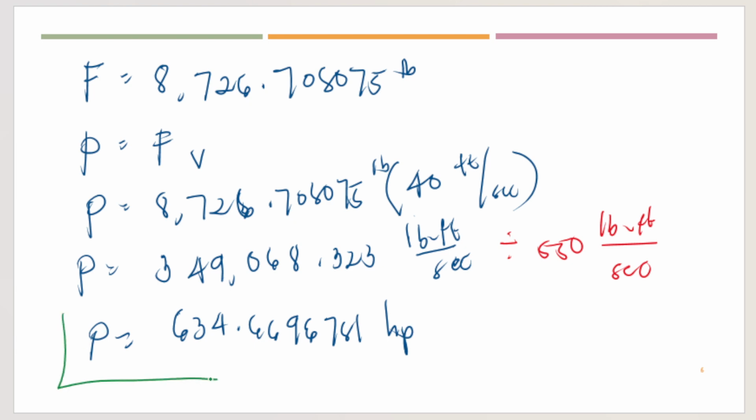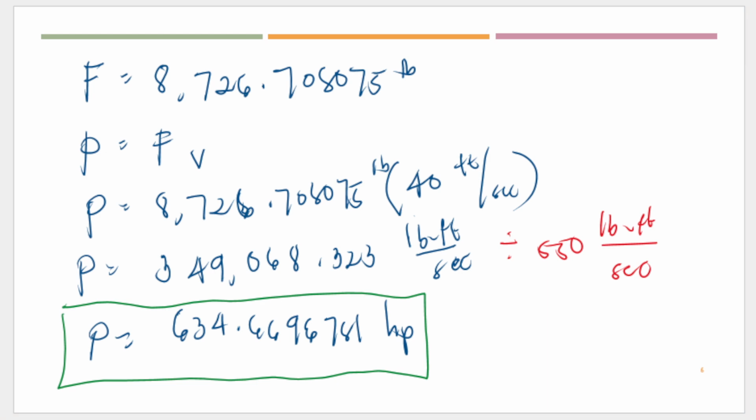Okay? Now, if the problem asks for the answer converted into watts, we know the variables or the conversion factors there. So, this is our answer for the first problem: 634.67 horsepower when rounded off, or 349,068.32 pound-foot per second. So, that is our answer for our first problem.